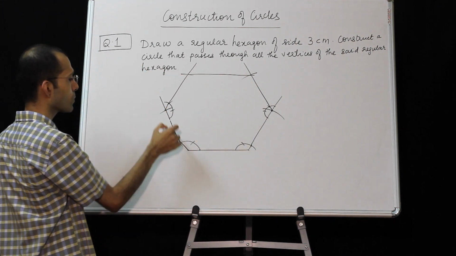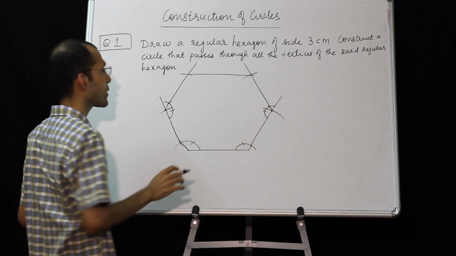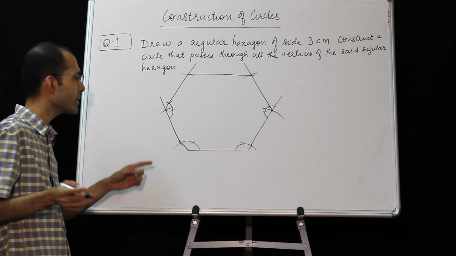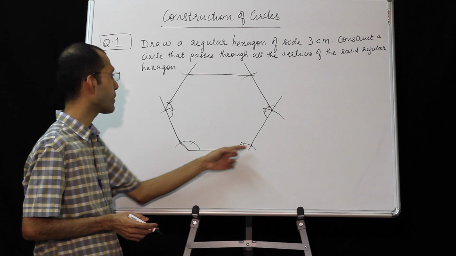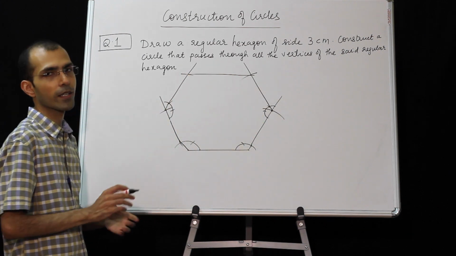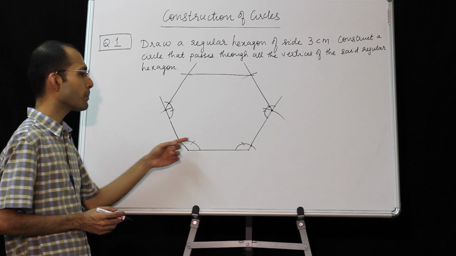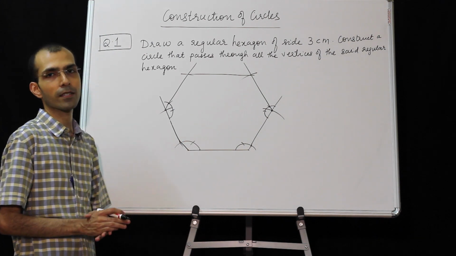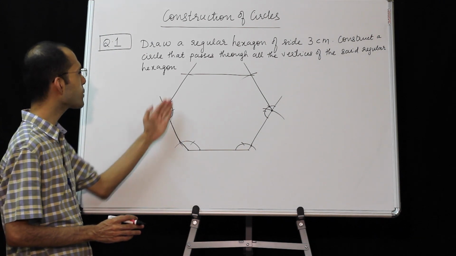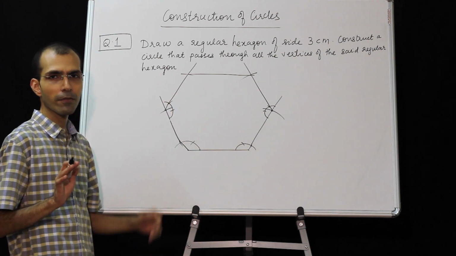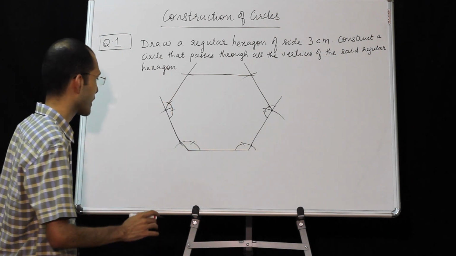So 1, 2, 3, 4, 5, 6. A regular hexagon will have 6 vertices. We need a circle that will pass through all the vertices. So what do we do? We take the perpendicular bisector of any two sides. We take the perpendicular bisector.